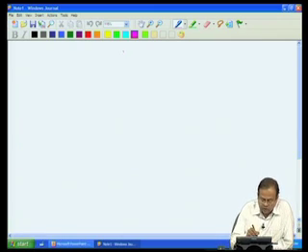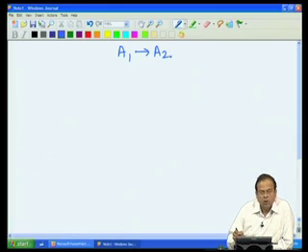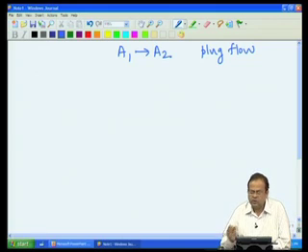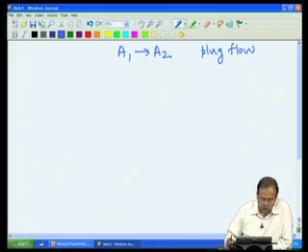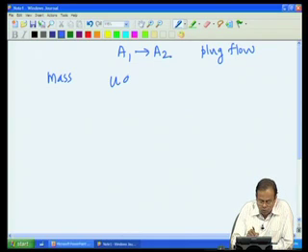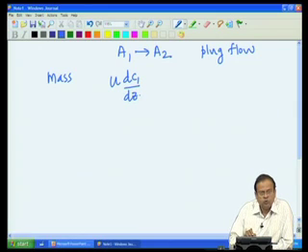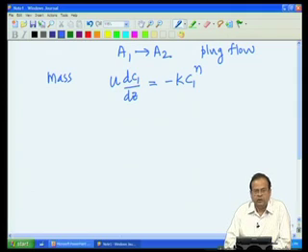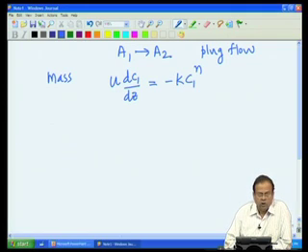So, let us consider a reaction A1 going to A2 in a plug flow reactor, whether it is a catalytic reaction or otherwise. Right now we will not worry about that. So, for this particular reactor, our mass balance, using our standard notation, we can write U dC1/dz. I am going to assume a simple plug flow reactor, ideal flow and so on, and just say that this reaction is an nth order reaction. So, this is my mass balance.